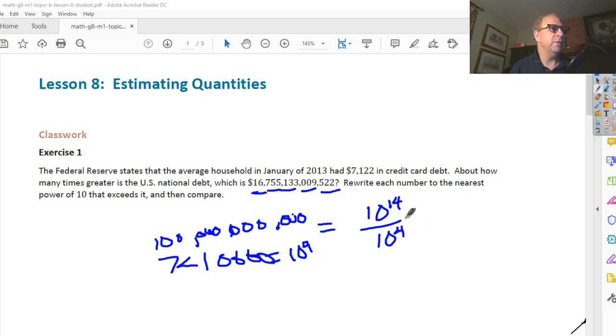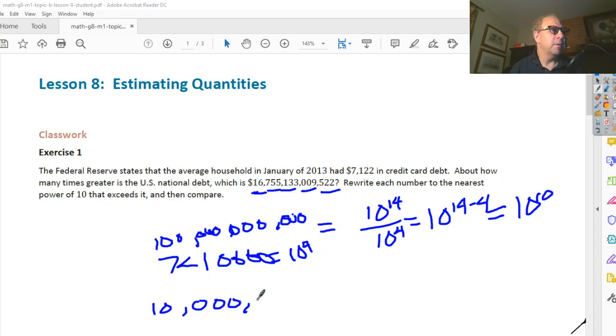And we're going to divide them. Dividing by exponents is just subtracting. So 10 to the 14th divided by 10 to the 4th is 10 to the 10th. So that would be 10 with 10 zeros after that. Actually, we need one more, so that would be 1,000.